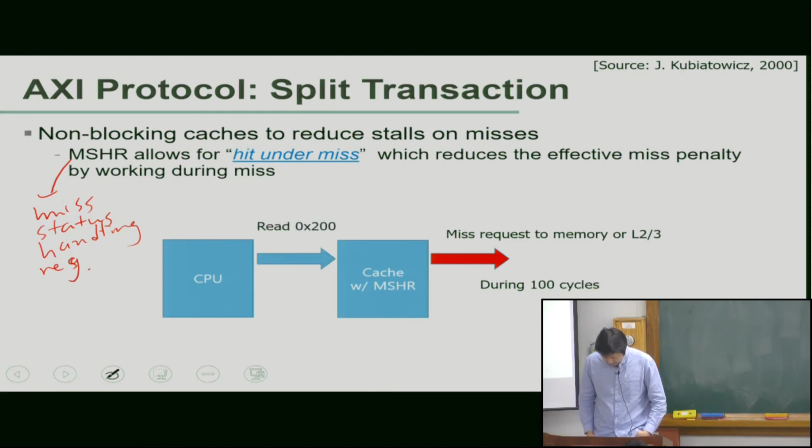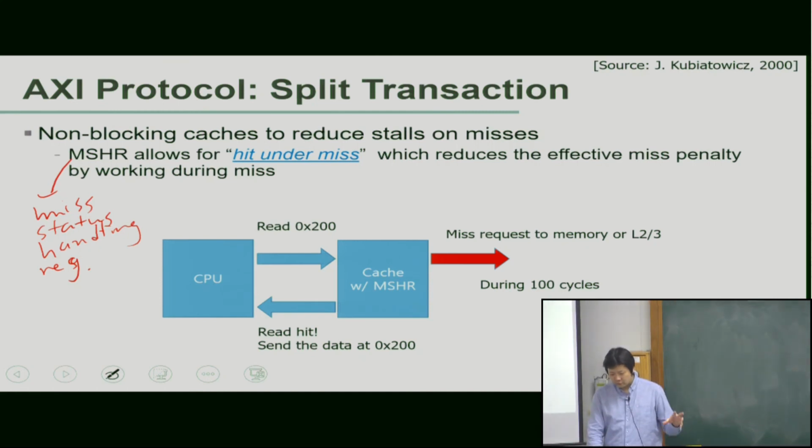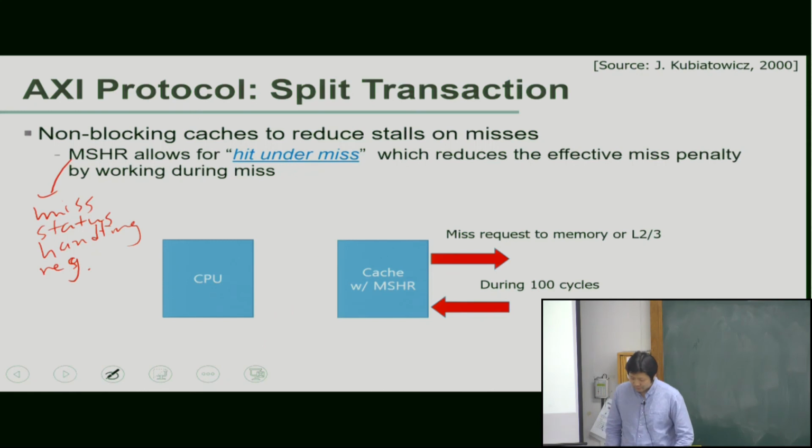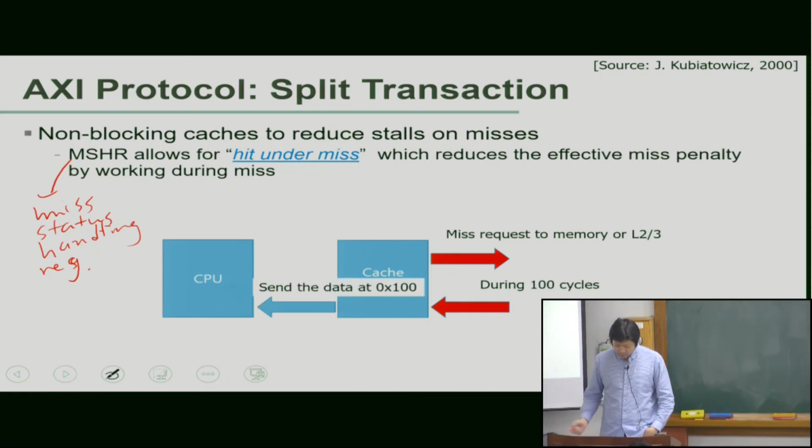But in a non-blocking cache, the CPU can continue to work. So in this case, it requests address 200 from the cache. Maybe in this case, this one is a cache hit. Then you can read the value from the cache and continue, right? So on the read hit, send data back to the CPU, and the CPU keeps running. Eventually, this improves the utilization of the pipeline, the CPU. And after 100 cycles, this request comes back, and then this data will be provided to the CPU.